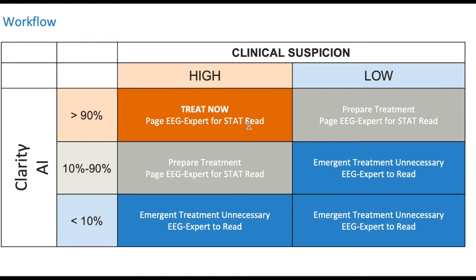expert for stat read. But if the suspicion is high and the AI shows less than 10%, these are the cases where overaggressive treatment will be preventable. And the EEG expert can read these non-stat. If the clinical suspicion is low, but the AI says over 90%, these are the cases that might be a non-convulsive status type and need to be verified and confirmed as soon as possible. If the neurologist or the expert is not available during after hours, one might argue that these cases may benefit from empiric treatment with an anti-seizure medication.